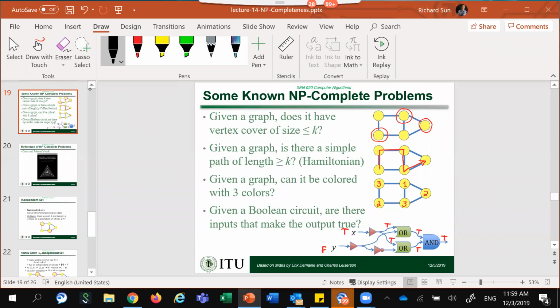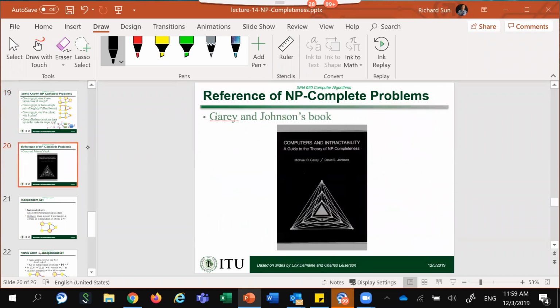All right, so I'm going to stop here. This will be our coverage of the final exam, up to slide number 19, maybe slide 20 is fine. This is the most famous textbook about NP completeness. It's called Garey and Johnson's book. This book is a Bible-level textbook that talks about NP-complete problems. So we're going to stop at slide 20.